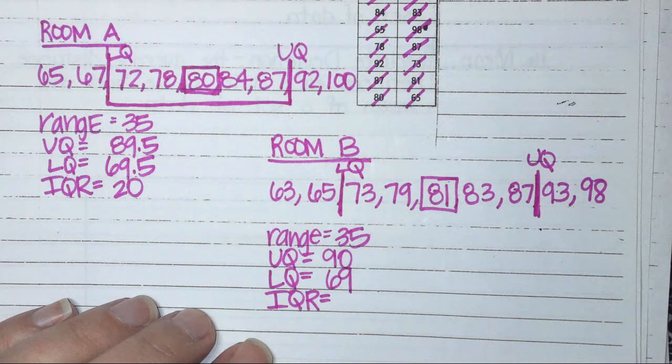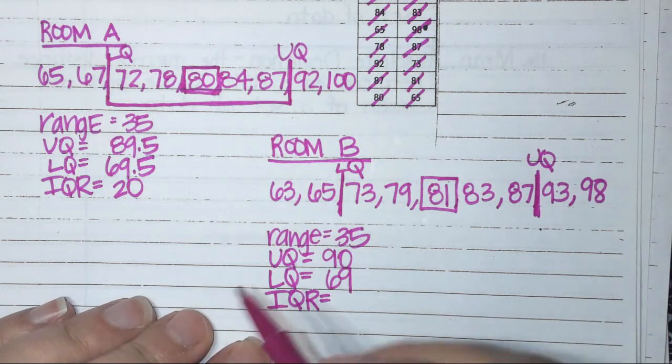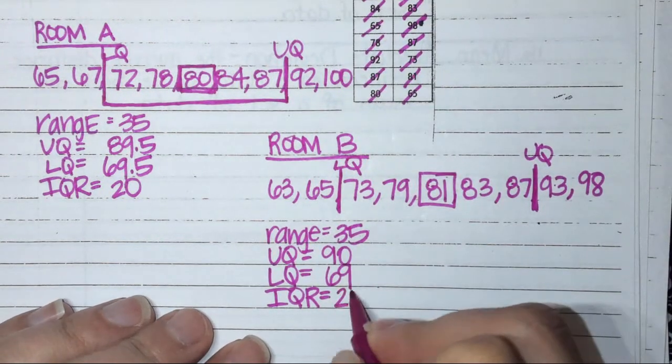69. No, that's your lower quartile, yeah. It's 39. Double check that again. 90 minus 69. 39. Somebody said it. 21. Careful, you got to borrow. Okay, so interquartile range would be 21.